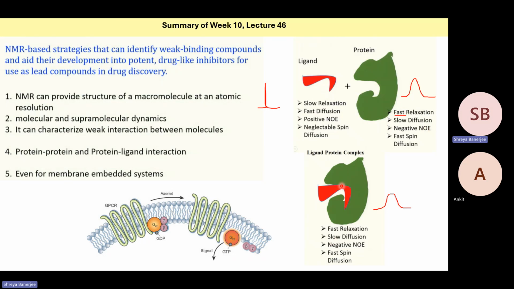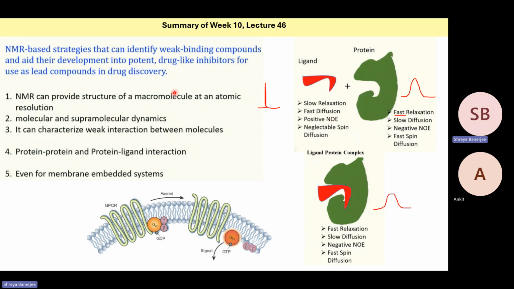And because there are many spins in both these, the protein and the ligand protein complex, the spin diffusion is also very fast. So basically, the ligand behaves in one way, and the protein or the ligand protein complex both behave in a completely different way in NMR experiments. So you can find out whether a ligand is free or if the ligand is bound to the protein using these observables like the relaxation time, the NOE sign, and so on.